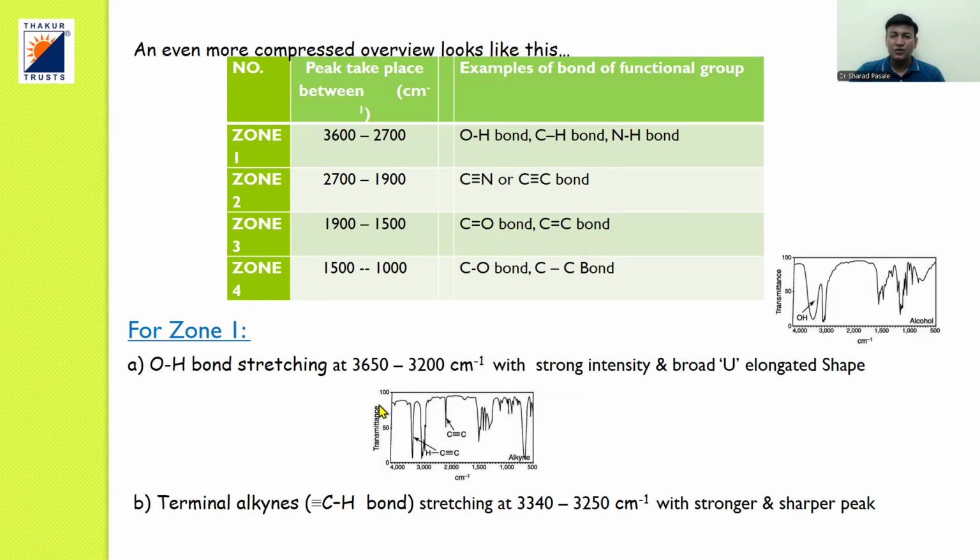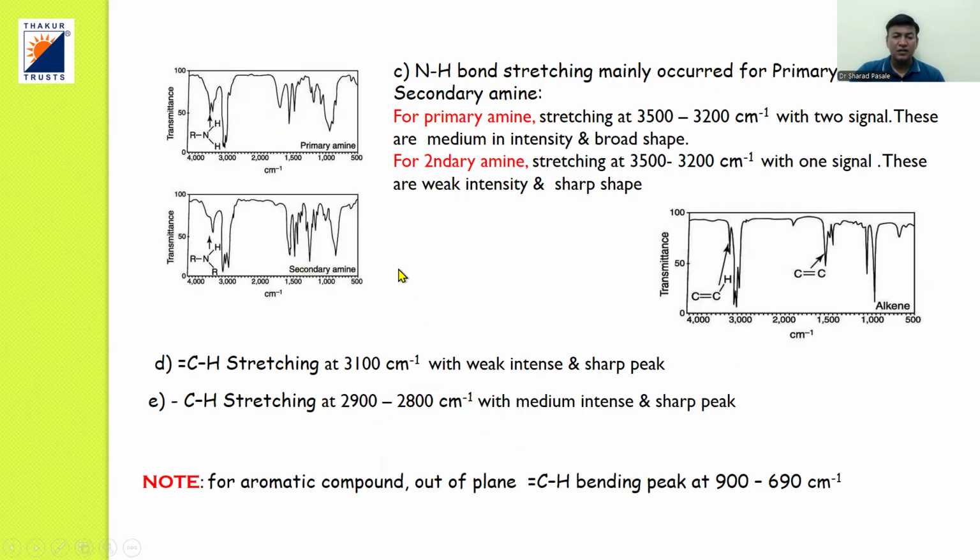So here are a few examples. Then OH, then NH. NH will again have two different peaks. For the primary amine, there are two signals, and for the secondary amine, there is only one signal, because the primary amine has two hydrogens and the secondary amine has a single hydrogen. So a tertiary amine will not give any peak in the IR spectrum.